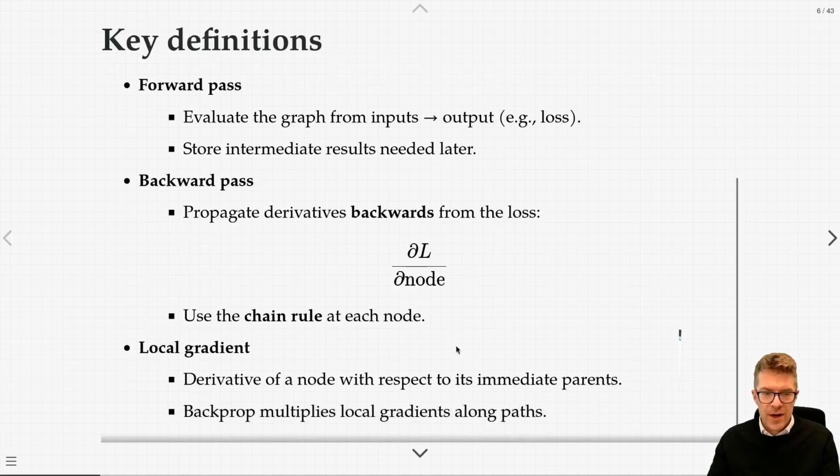So the local gradient is going to be this derivative of a node with respect to its immediate parents. So we don't need to compute things globally. We can compute small local derivatives just in terms of nodes, in terms of their adjacency in this directed acyclic graph. And backpropagation is going to multiply these local gradients along these paths.